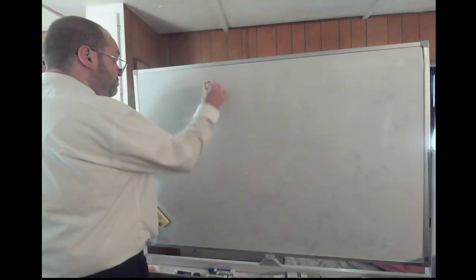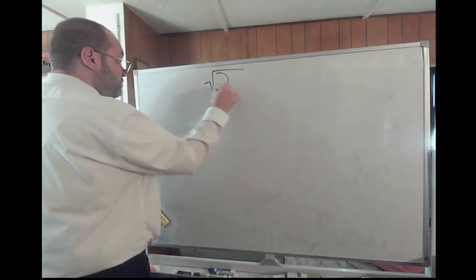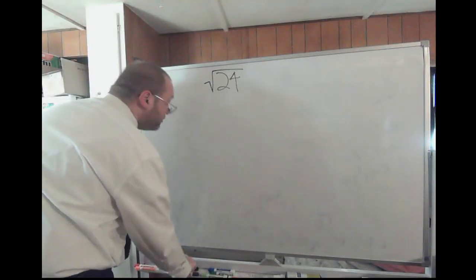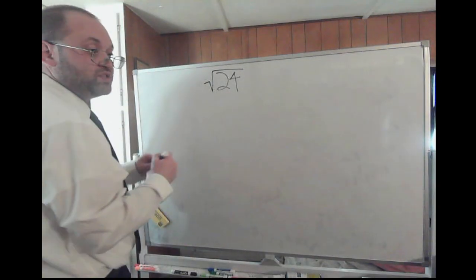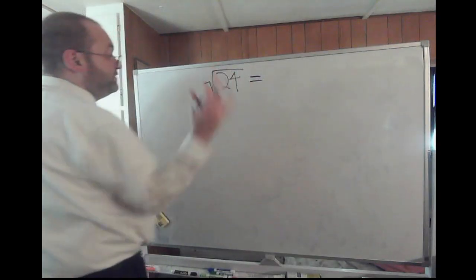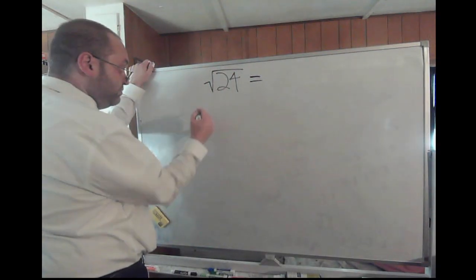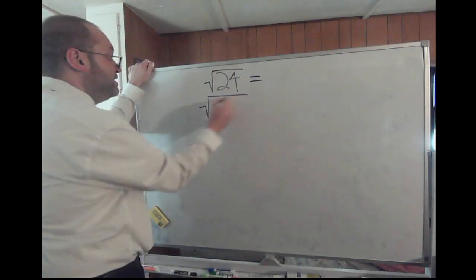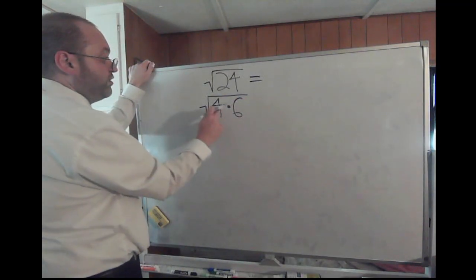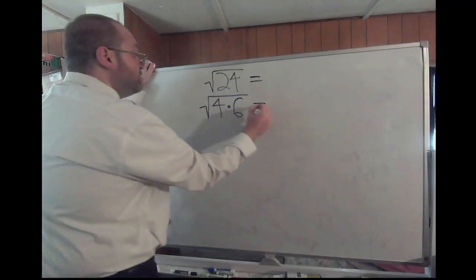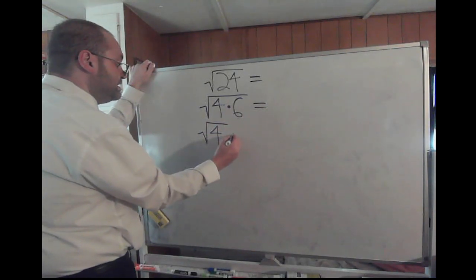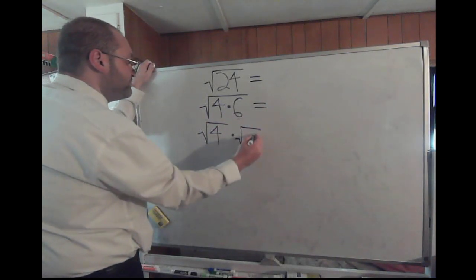All right, how about the square root of 24? So we have the square root of 24 on our hands. Again, 24 is not a perfect square. But again, we can break this into factors where at least one of them is a perfect square. I'm thinking we do 4 and 6. This will become the square root of 4 times 6, which will separate into the square root of 4 times the square root of 6.